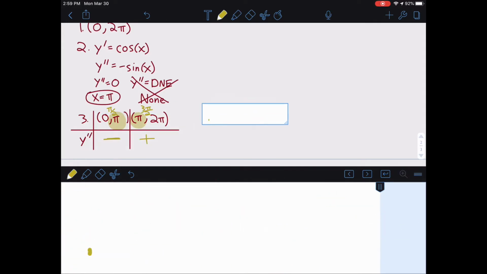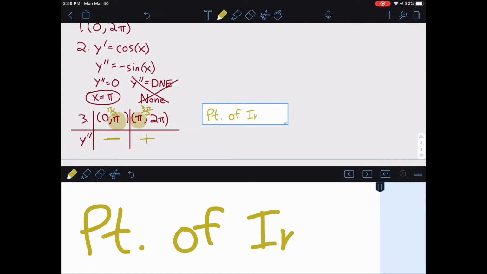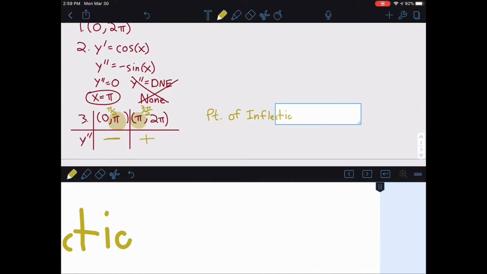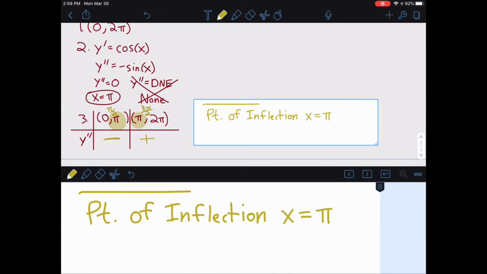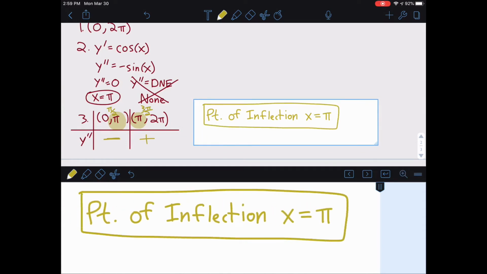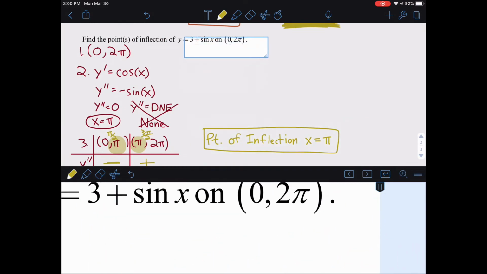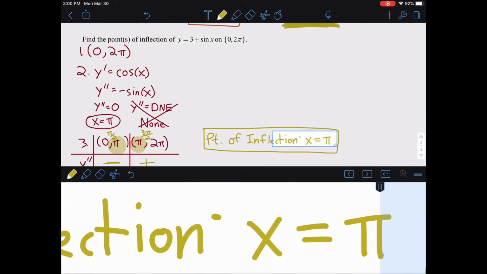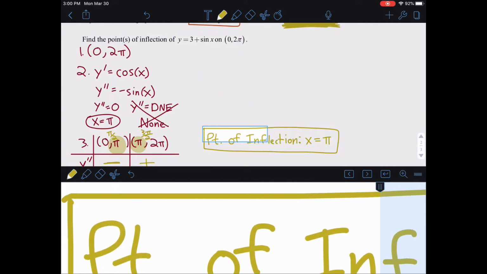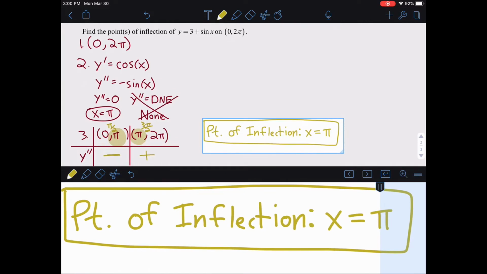So my point of inflection, now this one is called a point, but when you write your answer for this, you actually only need to give me the x coordinate, okay? If you want, you can take pi and plug it back into the original curve and evaluate it, and get the y coordinate that goes with it. But really, when I ask you for a point of inflection, you can just give the x coordinate, okay?